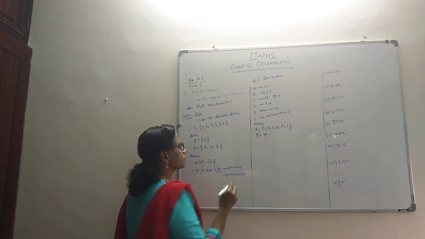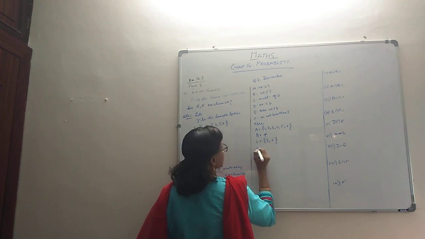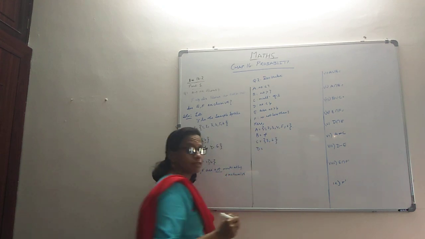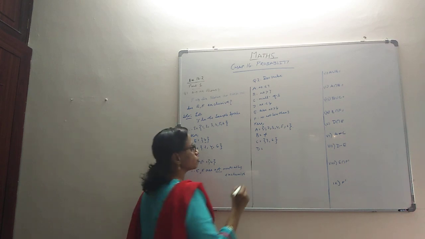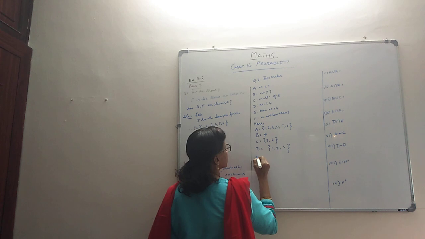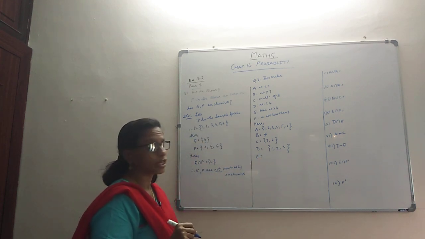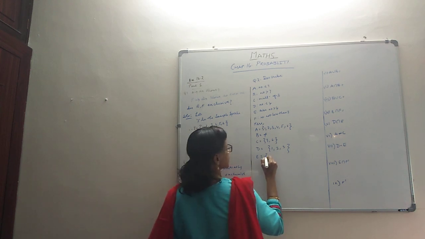Then C is that it's a multiple of 3. So if it has to be a multiple of 3, it can be only 3 and 6. Then D, it's a number less than 4. So the numbers which can be less than 4 are 1, 2 and 3, because they have told it is less than. They have not given the equal to option. E is an even number which is greater than 4. The even number greater than 4 is only 6.